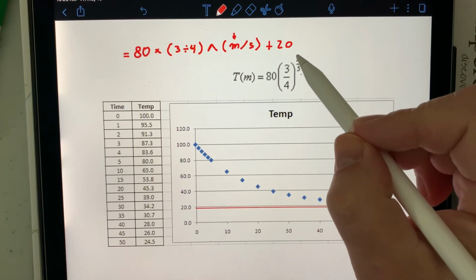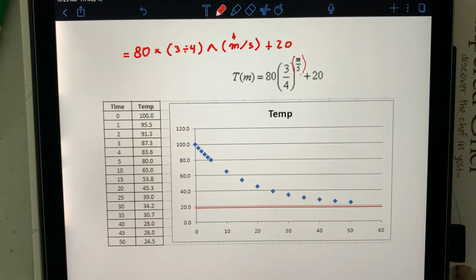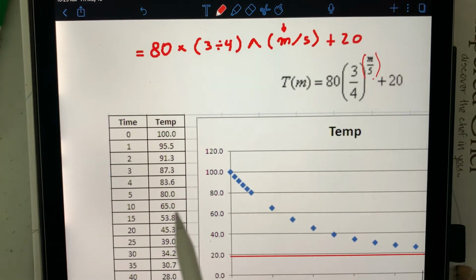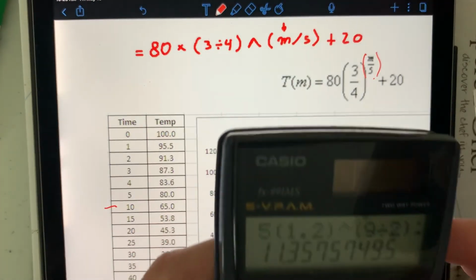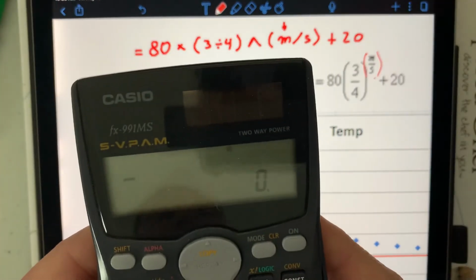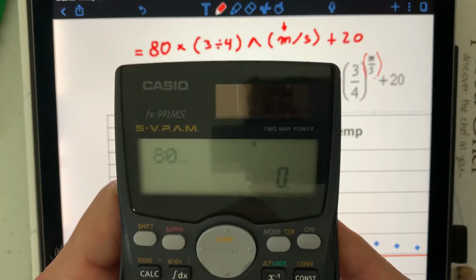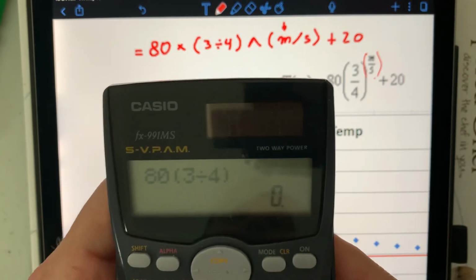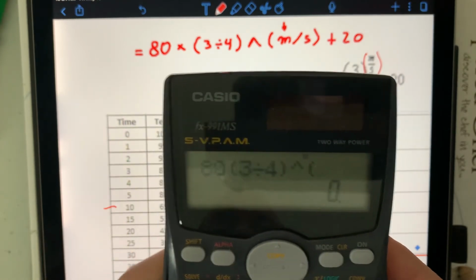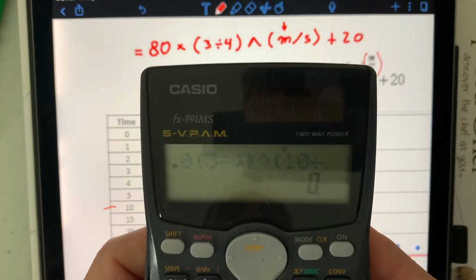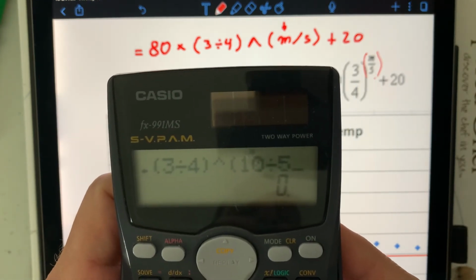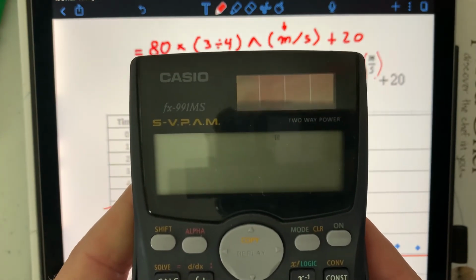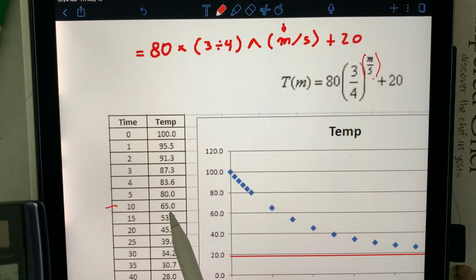When you plug it in, make sure that you put brackets on it. Now let's do another calculation. So let's say we do 10. Okay? So if I plug this in here, it's going to be 80 bracket 3/4. I'm just going to say 3 divided by 4, but that's what 3/4 is. To the power of, open bracket, 10 divided by 5. That would have been easy for me to say 2, but I'm going to reuse this. And then plus 20. Enter. Okay, that's 65. So 10 was 65.